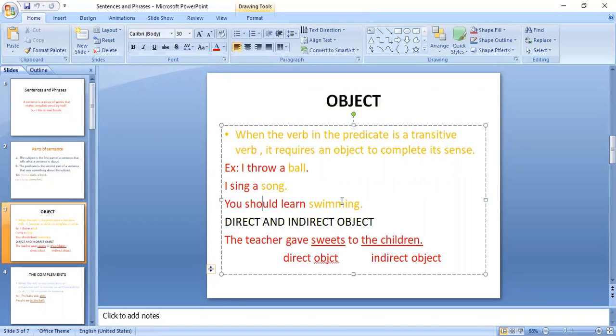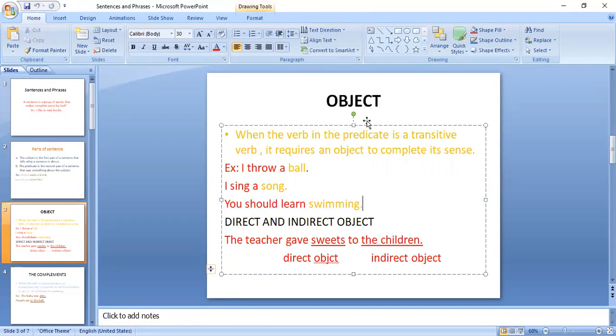You should learn swimming. If I tell you should learn, you can ask what should I learn, ma'am. Isn't it? You should learn gives us a meaning, but you can ask what. So if I make it clear that you should learn swimming, it will be more clear and give more, complete sense to the sentence.